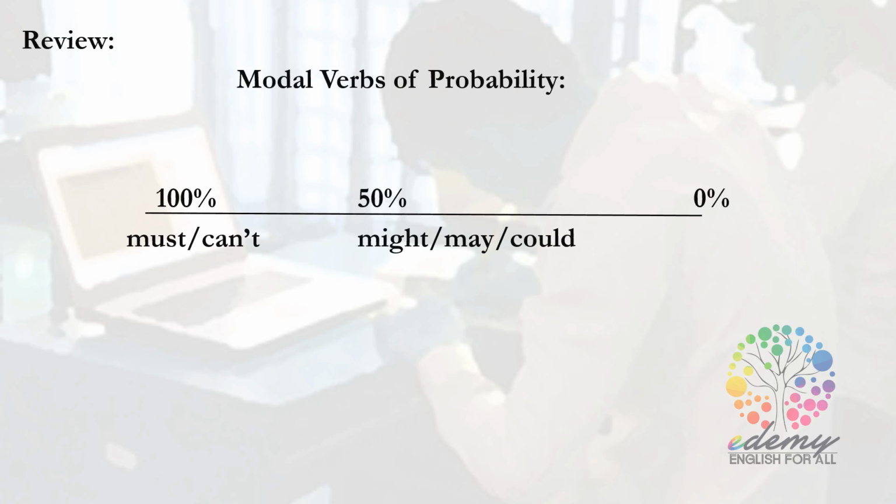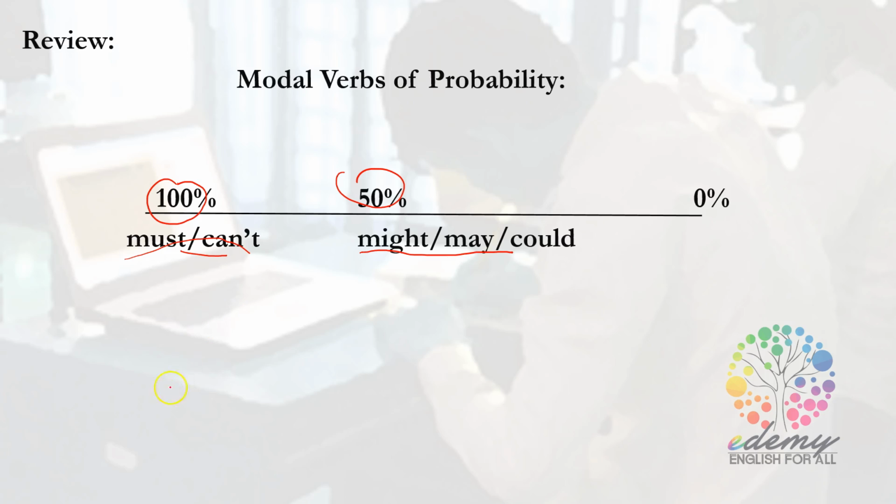But before we go to the lesson, I want to do some review on what you have learned in the previous session. In the previous session, we learned about modal verbs of probability. Can you tell me the use of modal verbs of probability? The use of modal verbs of probability is that when we are 100% sure that something happens or does not happen, we use must and can. And when we are 50% sure that something happened or doesn't happen, we use might, may, or could. So must and can are more certain than might, may, and could.